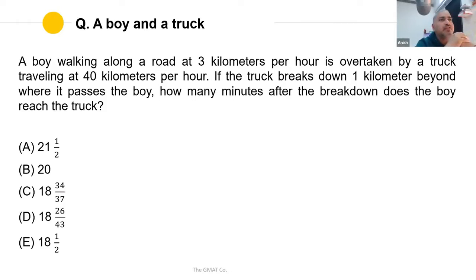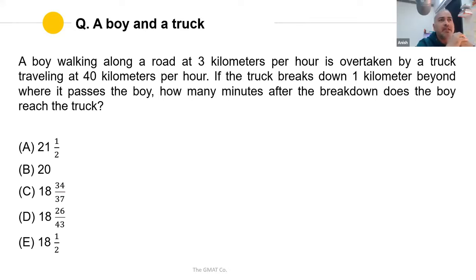If the truck breaks down 1 kilometer beyond where it passes the boy, so the truck comes from behind, the boy is walking, truck comes from behind. From the point where it passes the boy, it carries on traveling for 1 kilometer and then it breaks down. Okay. How many minutes after the breakdown does the boy reach the truck?